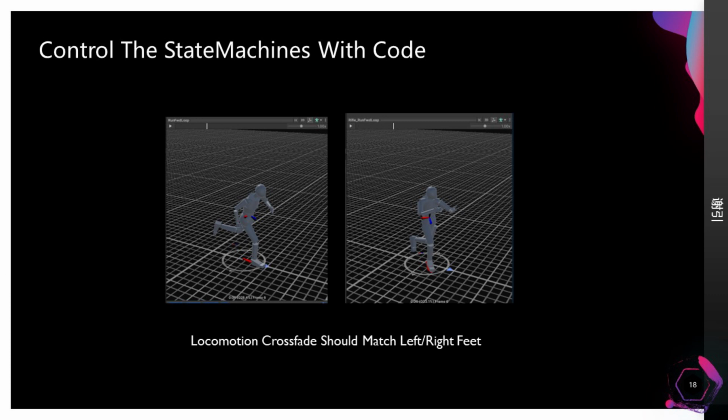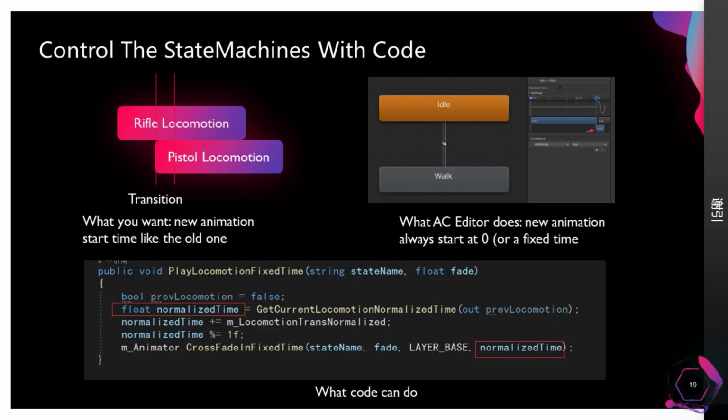Then, always use code to switch between the states. Here's the reason why. For example, you're playing an unarmed running locomotion, and you want to switch to rifle running locomotion. In your old locomotion, your right foot is at the front, and when you start playing the new locomotion, your right foot should also be at the front.